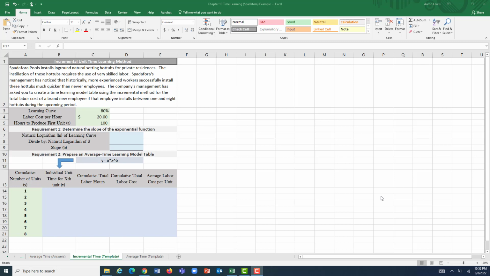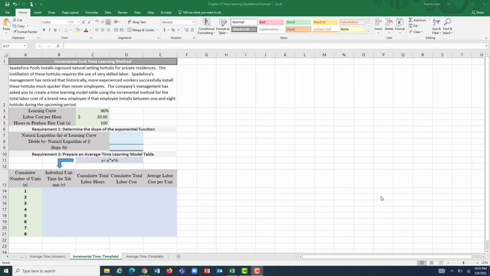They install in-ground natural setting hot tubs for private residences, like my wife wants in the backyard. The installation of these hot tubs requires the use of very skilled labor, and their management has noticed that historically more experienced workers successfully install hot tubs much quicker than newer employees. I don't think that's anything outside of the realm of what's realistic. People that have done things a lot of time become experts at it. Good old Malcolm Gladwell's 10,000 hour rule says if you have 10,000 hours of dedicated experience and practice at any one given thing, you will be an expert at it.